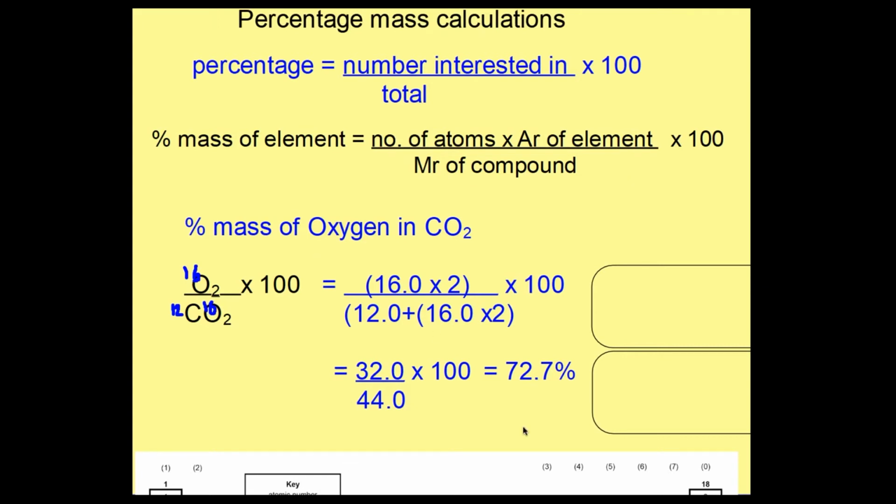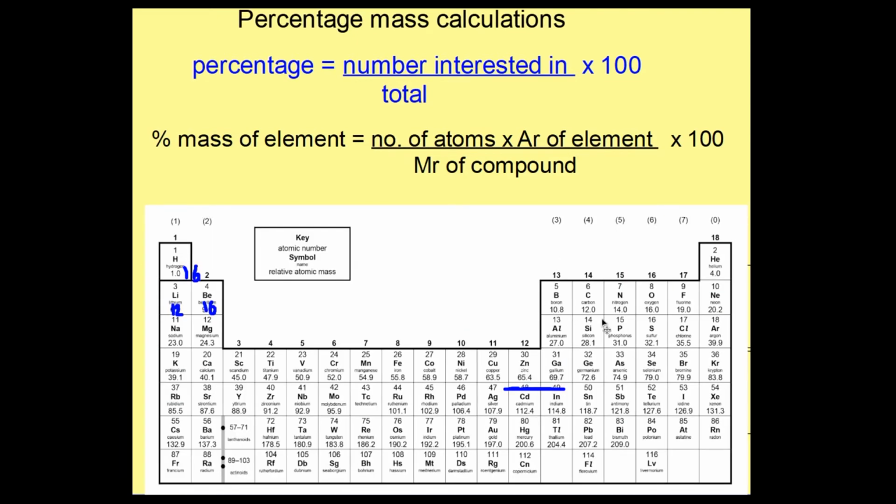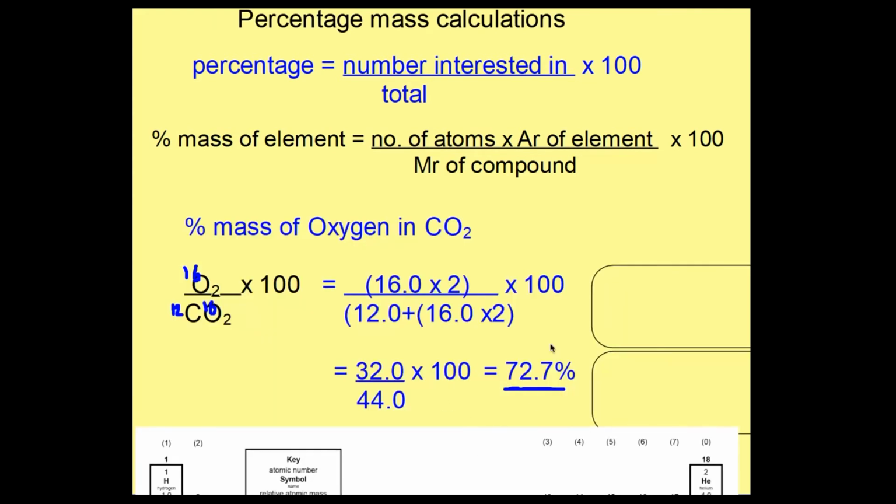One thing to note, really, these answers should be to 3 significant figures. The reason for that is the accuracy of your data. These are to 3 significant figures, so really that answer should be to 3 significant figures as well.